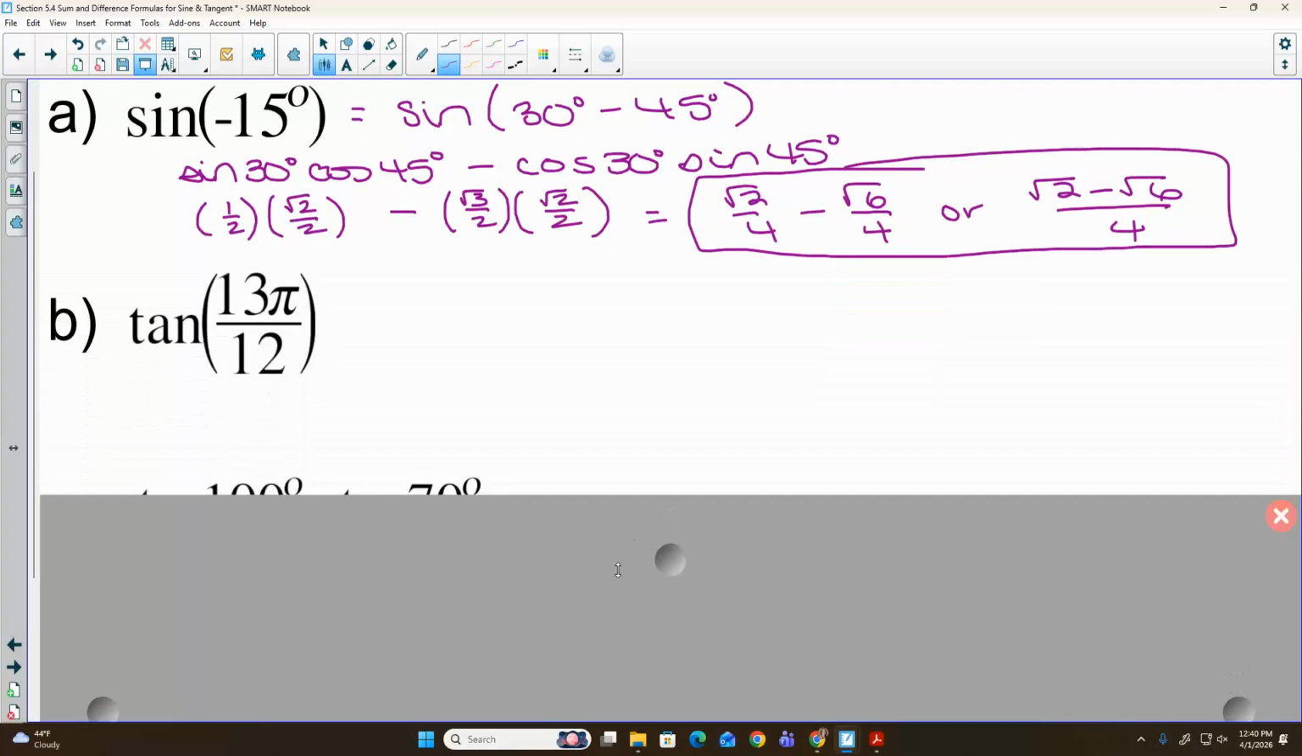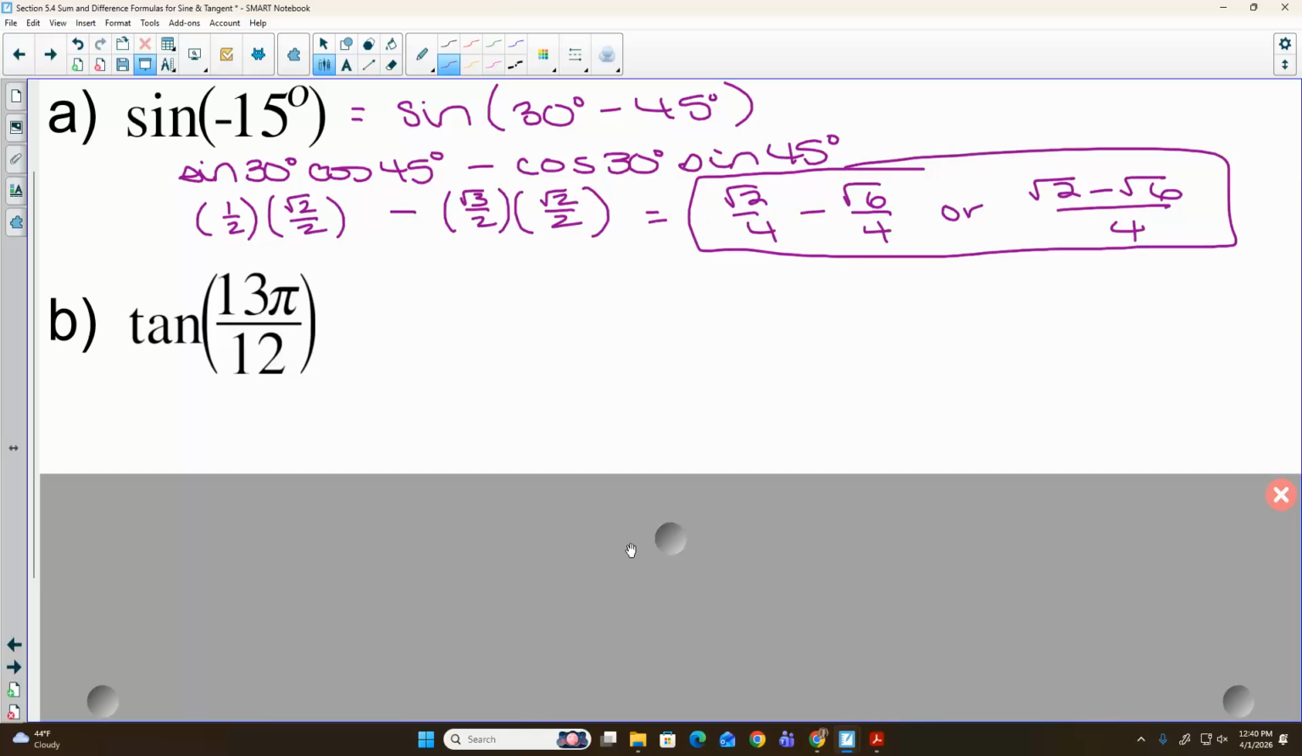If I gave you tangent of 13 pi over 12, what do we need to do with that? Change it to degrees. So my pi's cancel. 13 over 12 times 180 gives us what? Okay, so I need two angles that would add or subtract to 195.